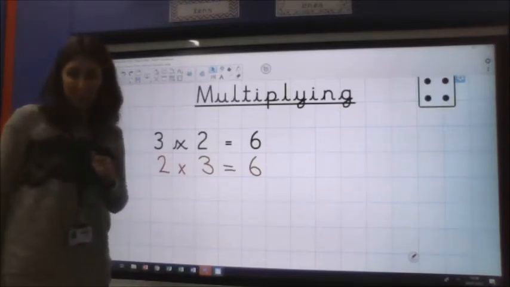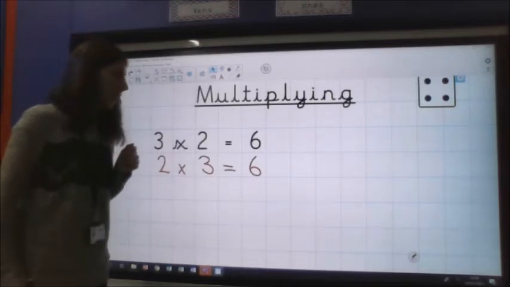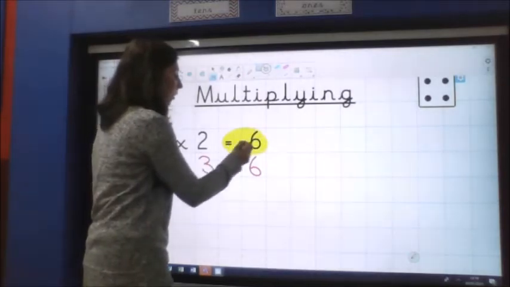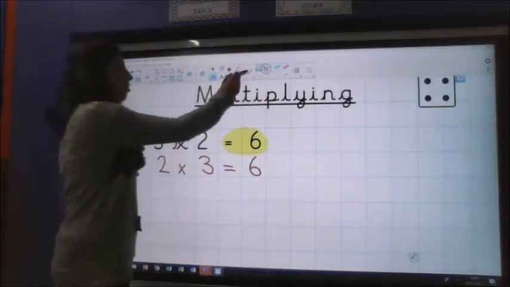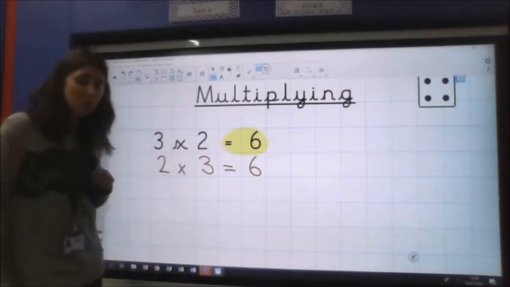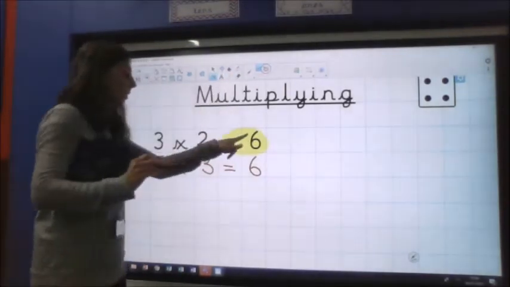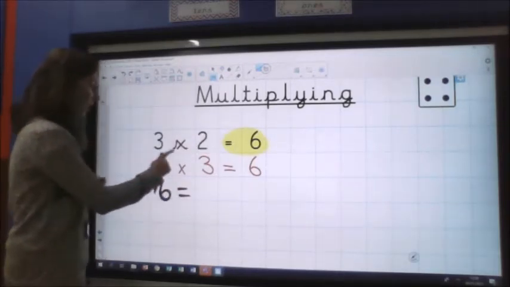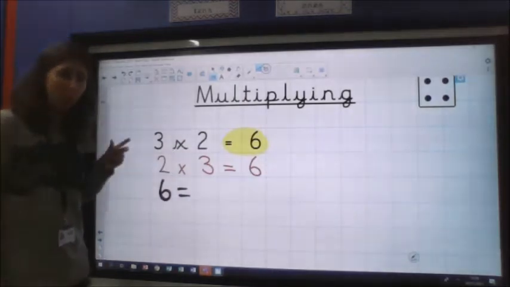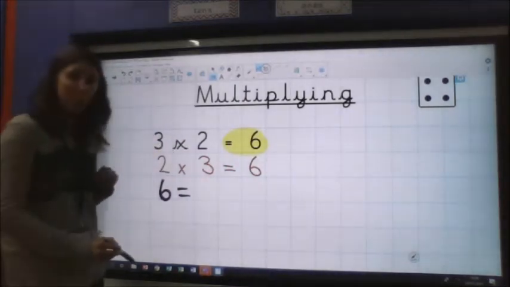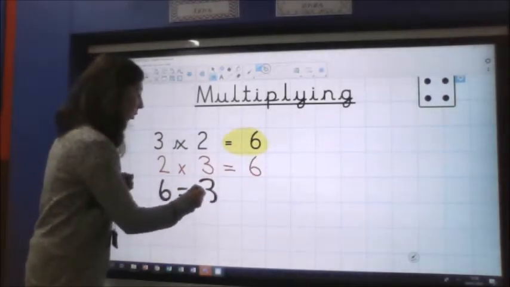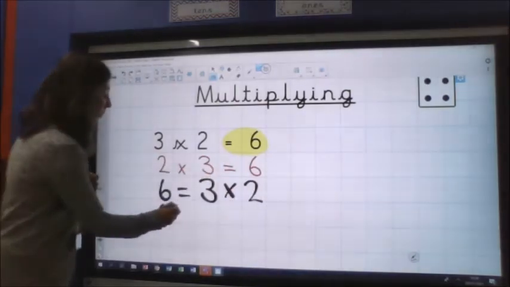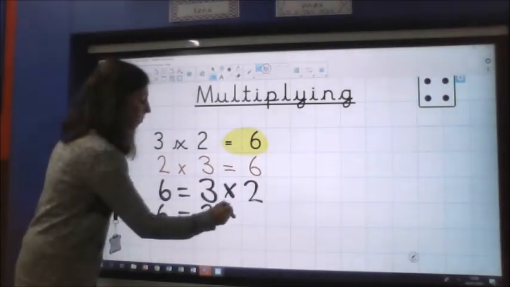But there might be another way I can write that down, because what I could also do is move this part to the start of the number sentence. Now, we can't start with the equal sign. We have to start with a number, but we can move the number and the equal sign to the start, and then keep the two multiple bits the same, the two numbers we're multiplying. So 6 equals 3 times 2, or 6 equals 2 times 3.